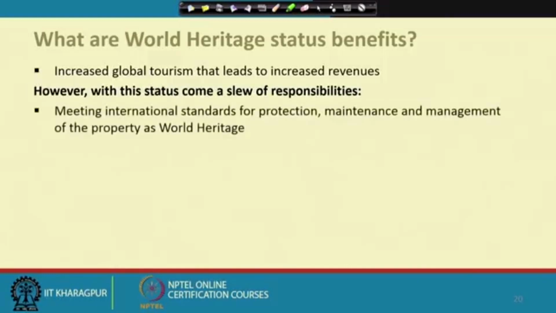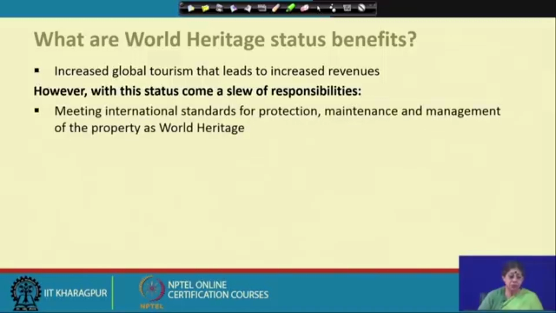What is the responsibility? It has to meet the international standards for protection, maintenance and management of the property as a World Heritage Site. So, just being inscribed is not enough. To retain the status of an inscribed property as a World Heritage Site, it gives a lot of responsibility to the state party, the people and the government of that country, to maintain it. And this is a very important challenge, because when UNESCO threatens that it will put a site on the danger list, it is generally not a very good thing for the country.